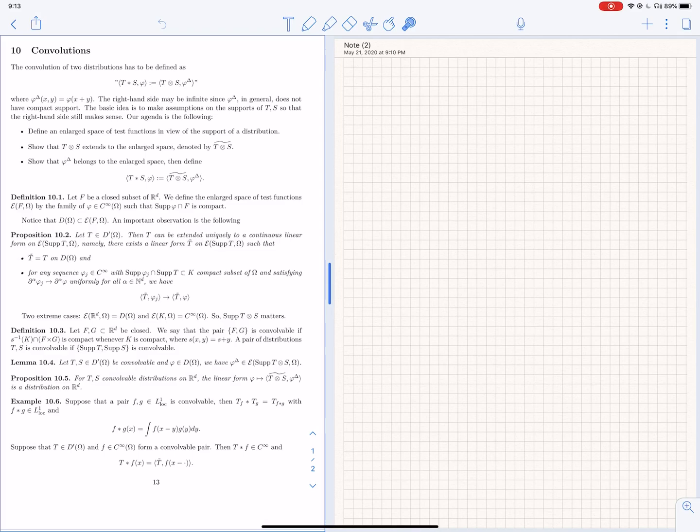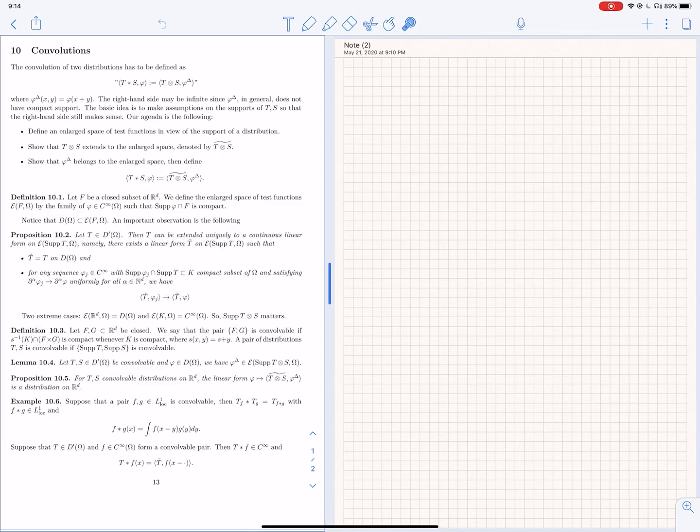We are going to enlarge the space of test functions according to the support of T and S. And then we can extend our tensor product T tensor S to this enlarged test function space, and this will be denoted by T tensor S tilde. And eventually we're going to show that this phi delta, which is defined in this way, belongs to the enlarged space, so that this extension of T tensor S can be applied to phi delta. And this time, it will make sense. Okay, so let's do this one by one.